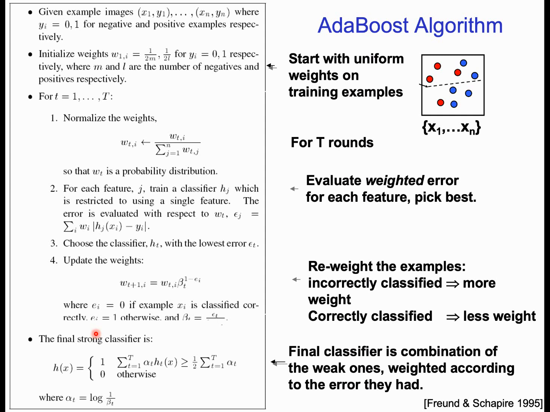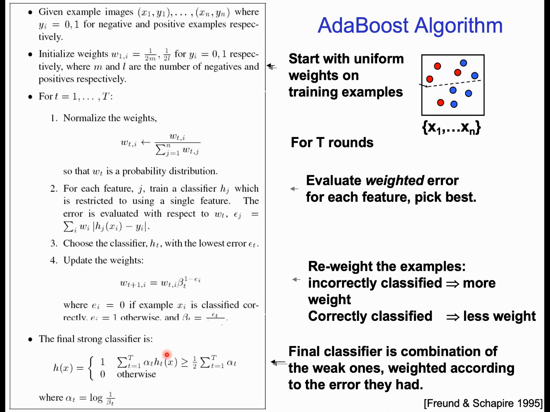The algorithm in full is a bit lengthy. Given a set of examples, we apply exactly the same procedure over and over again. We start with a uniform weight on the training examples and find a weak classifier, evaluate the errors, and reweight the examples that were incorrectly classified, creating yet another weak classifier. The final classifier, as I said, is the combination of the weak ones, weighted according to the error that they had. Now, for this AdaBoost algorithm, we don't have to go through the detail.